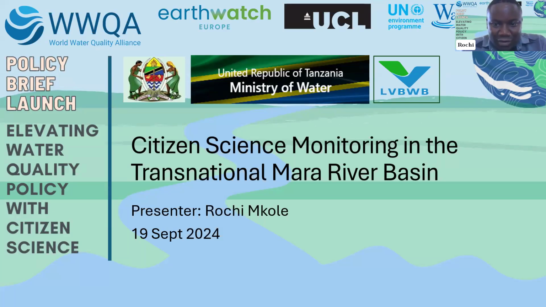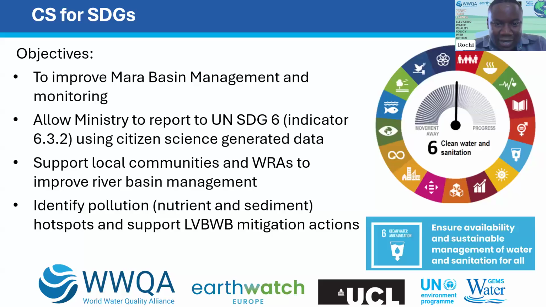The project has two sites. The first one is the upper site, which is Kenya, and the lower site, which is Tanzania. The main objective of this project is to improve Mara River management and monitoring, and allow the ministry to support Sustainable Development Goal number 6 indicator using citizen science generated data.